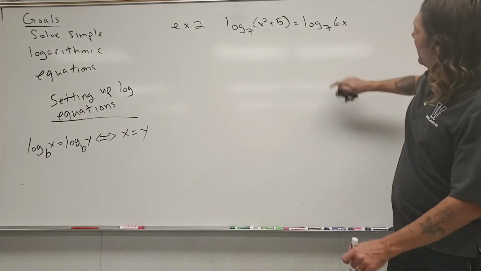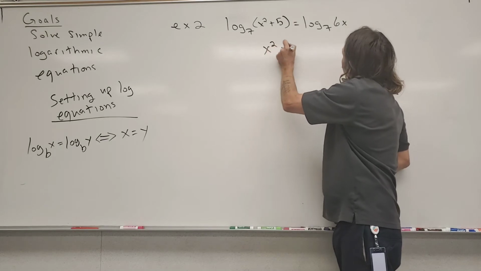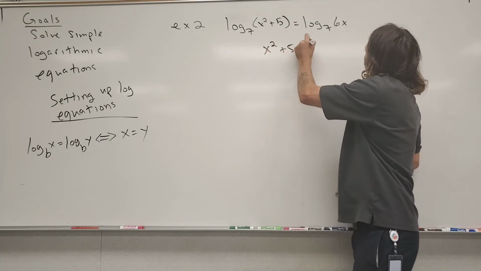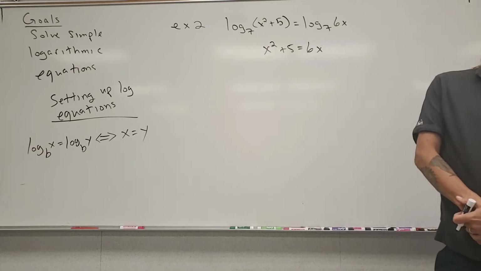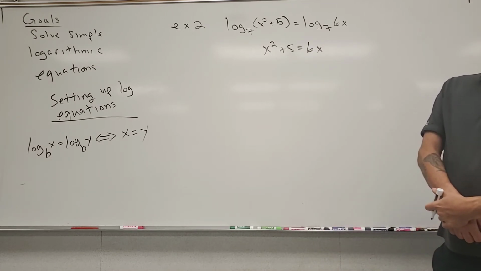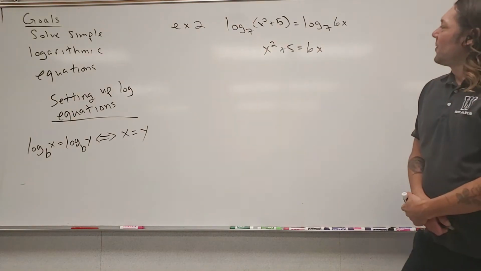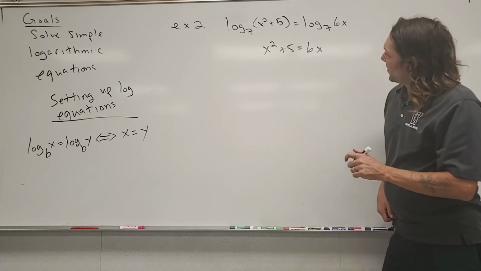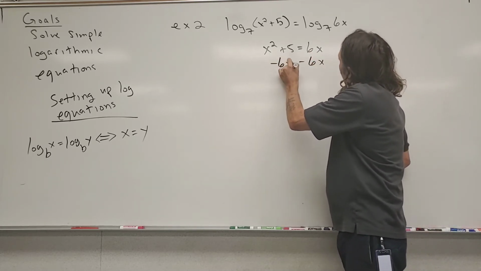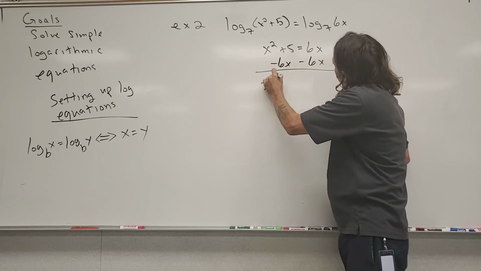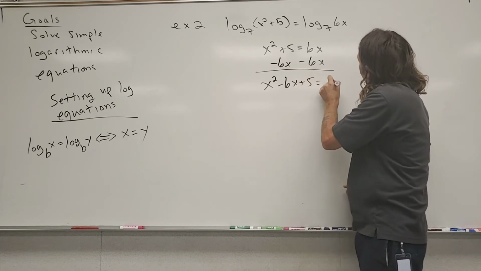because these have to be equal if these are equal. So now I get x squared plus 5 is equal to 6x. And now I'm looking at this, I realize, did I write a good or bad problem? And I don't know until I work this out. So since I have a quadratic, I do need to get all the x's to one side. So I'm going to be left with x squared minus 6x plus 5 is equal to 0.